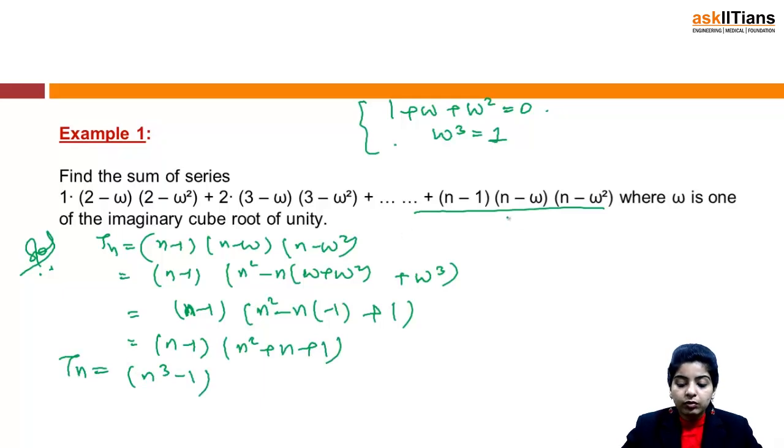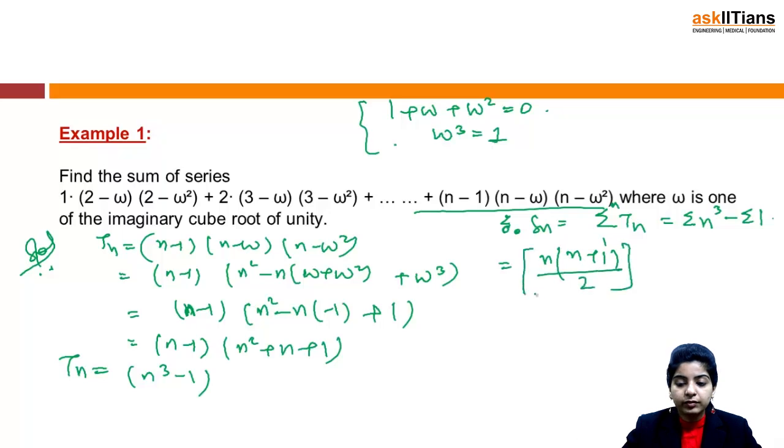You are required to find the sum of the series. Therefore, Sn would be equal to sigma Tn, where the summation varies from 1 to n. So this will become summation n cube minus summation 1. What about summation n cube? If you remember the formula, the sum of cubes of first n natural numbers is n into n plus 1 by 2 whole square. And this will be minus summation 1, which is n. So this is the final answer.